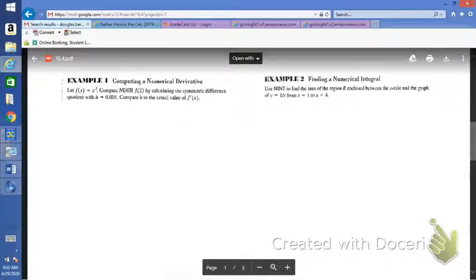Here in example 2, we're going to be finding a numerical integral, and again we're going to be using the graphing calculator to do this. Use the nint, that's just the key on your calculator, to find the area of the region R enclosed between the x-axis and the graph of y equals 1 over x from x equals 1 to x equals 4. Alright, so if we were to write this integral out, our lower bound is 1, our upper bound is 4, our function is 1 over x, and we remember, put a dx at the end.